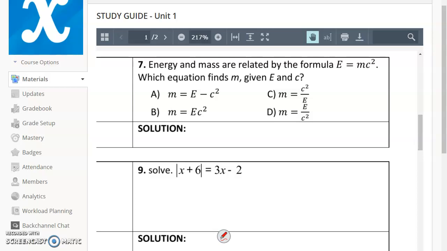Literal equations today? Me too. Are you super excited, guys?